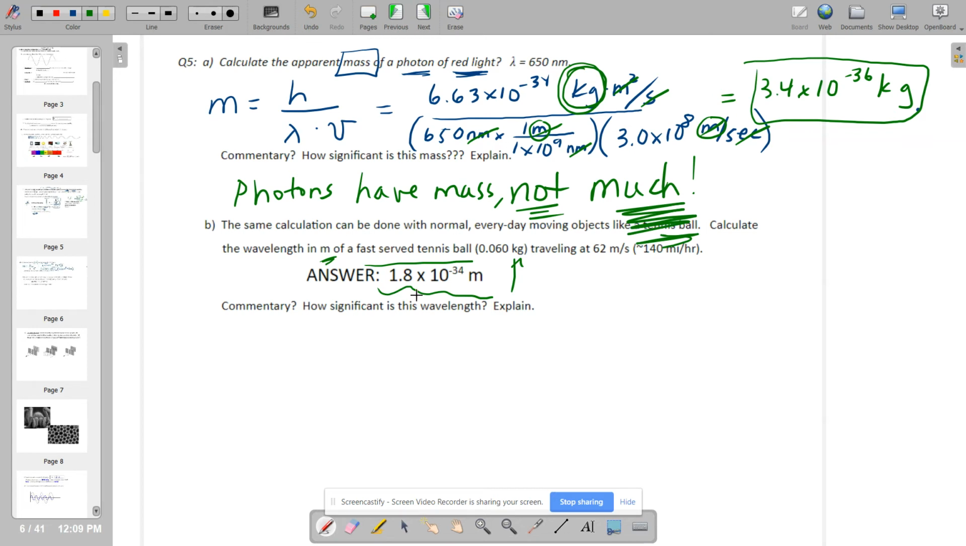But if you do work through it and you get this answer of 10 to the minus 34th meters, what's your commentary on that? How significant is a wavelength that's 10 to the negative 34th meters? So a tennis ball does have a wavelength.